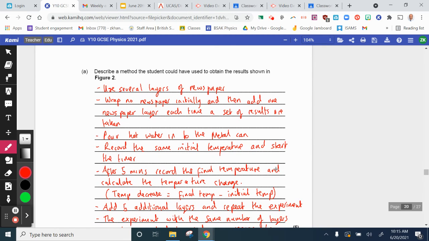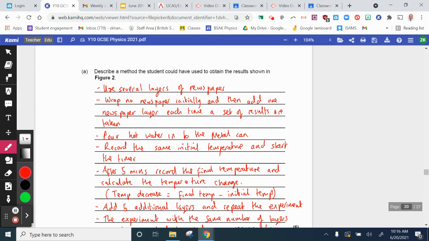We record the same initial temperature each time for each set of layers. So for 0 layers, we start at the same temperature. For 5 layers, start at the same temperature. 10 layers of newspaper, start at the same temperature. That could be our control variable.